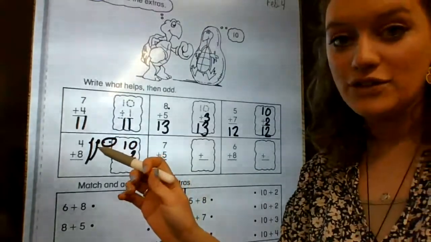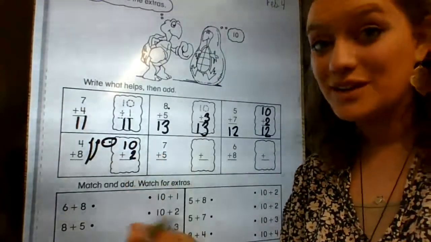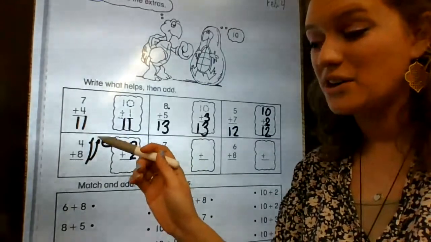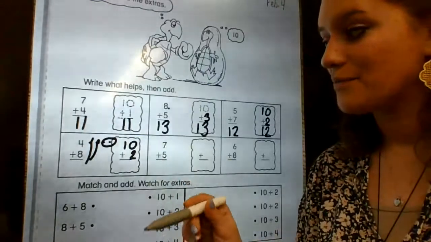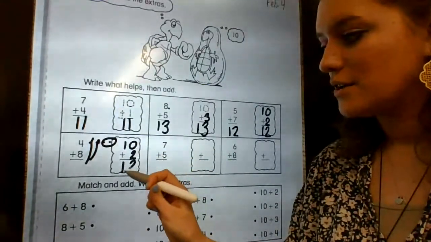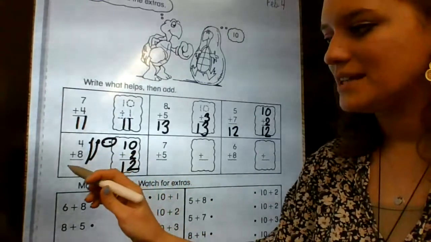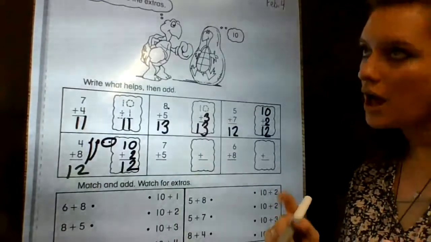You just have to be careful to not take your dots away from the 8 because 8 is who you're getting closer to 10. It's whatever number you're taking away from to help the other number is where you cross it out. So we have 10 plus 2, which makes 12. So 4 plus 8 is 12 as well. 12 as well. That rhymes.